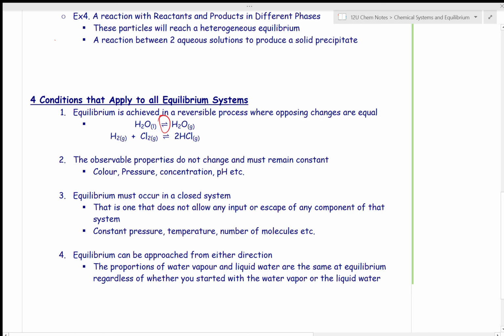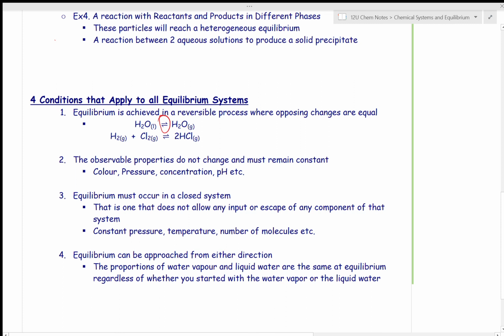Pressure is another good example of this, right? If the pressure in a system is changing, it means I'm producing more or less of a gas or multiple gases. And if I'm producing more or less of them, then I haven't reached that equilibrium yet. You reach that equilibrium when everything remains constant.